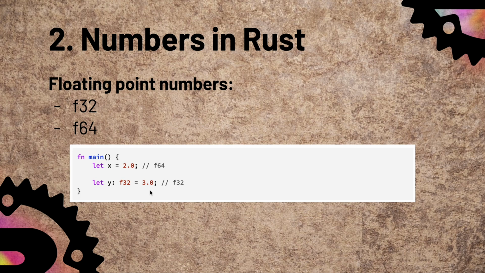That's the end of this lecture. Coming up next, we will talk about some other primitive types like the Boolean type and the character type. Goodbye.